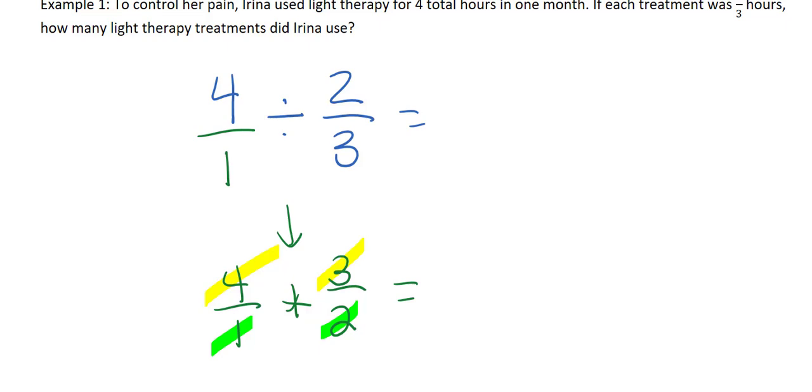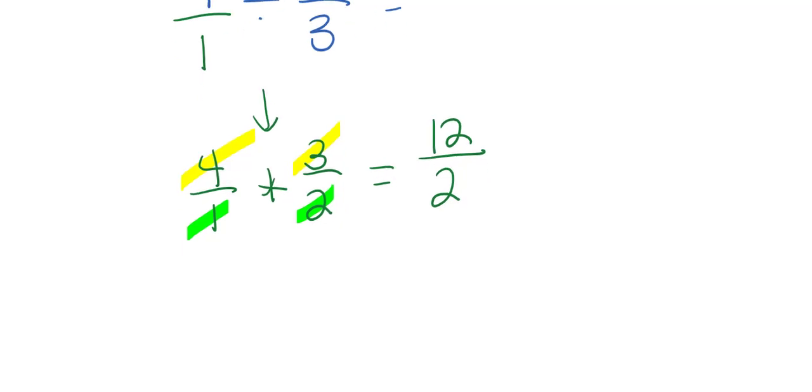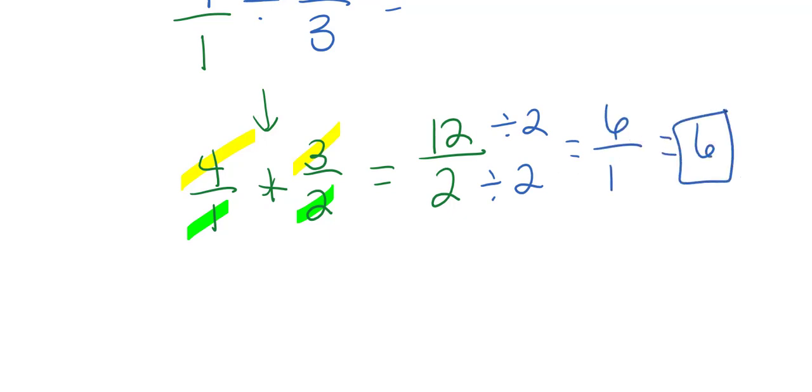bottom. 4 times 3 is 12. 1 times 2 is 2. Now notice the top and bottom can be divided by 2. 12 divided by 2 is 6. 2 divided by 2 is 1. So we're left with just 6.